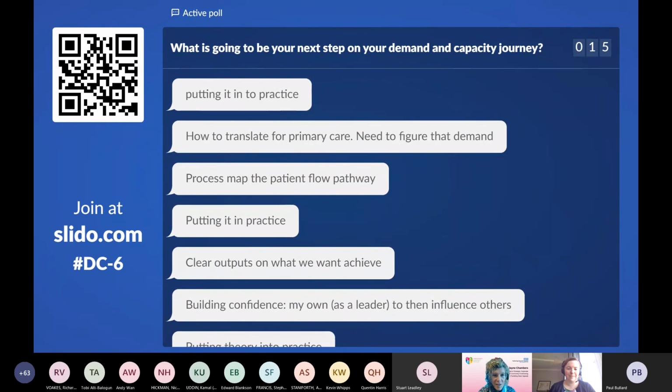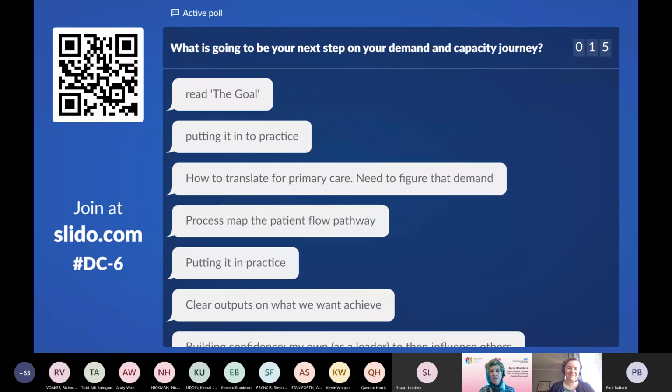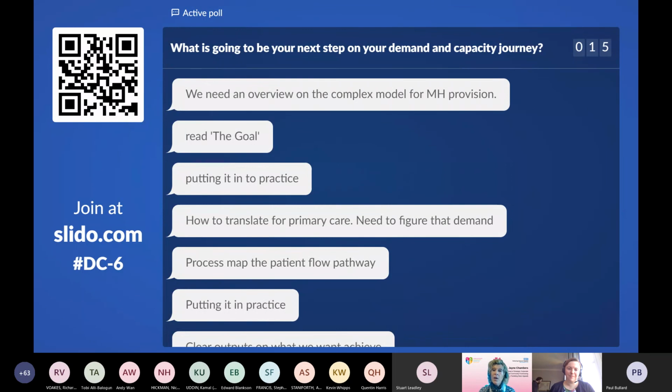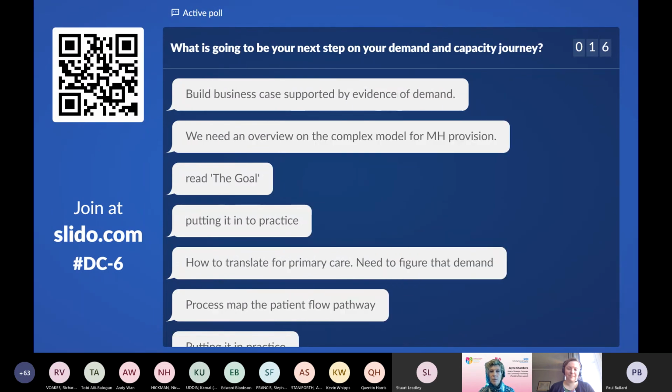I like this one, building confidence, my own as a leader to then influence others. That's lovely, because I was in that boat. And it's learning. The NHS is very good at having its own language. So it's using that language with confidence. You don't have to know all the answers. You can always come back to people and say, I'll take that away with me and I'll find out for you. Be kind to yourself. You're not expected to have all the answers straight away, even as a leader. Your positivity will influence those that are around you.